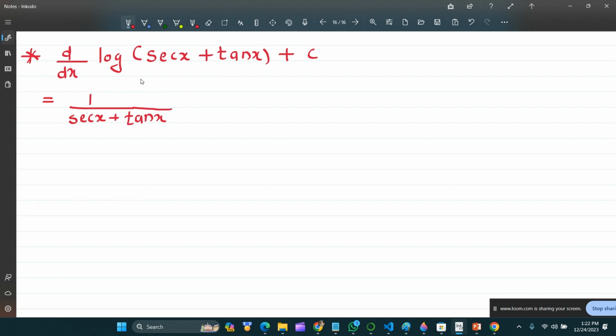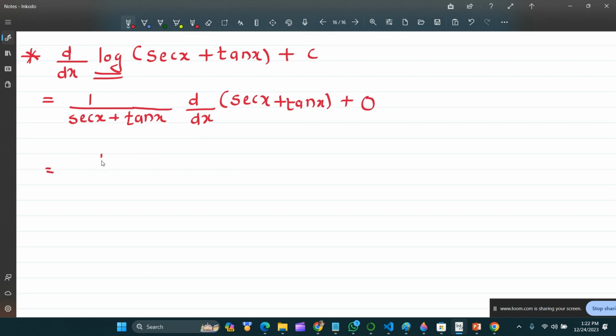This is also a composite function. By using chain rule, we have to take derivative of log first, that is 1 upon sec x plus tan x, into derivative of second function, and second function is sec x plus tan x in bracket, plus c here, and derivative of c is 0 as this is constant.